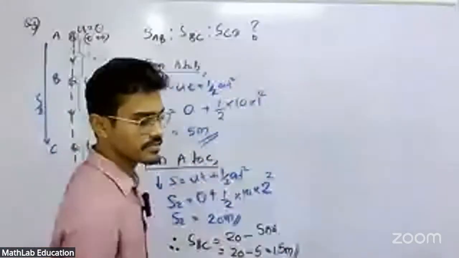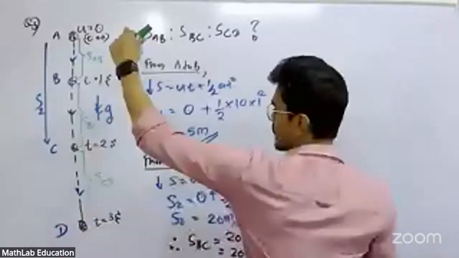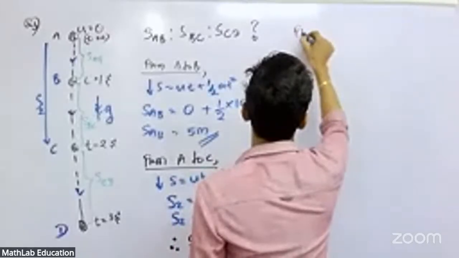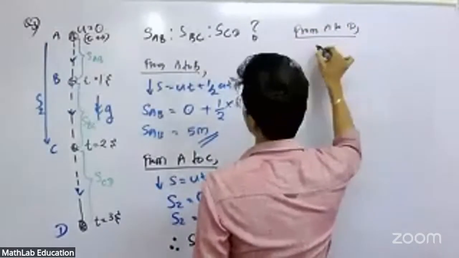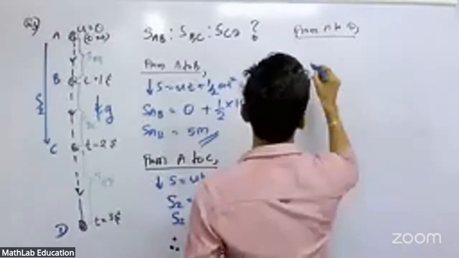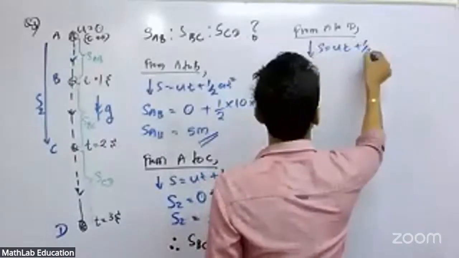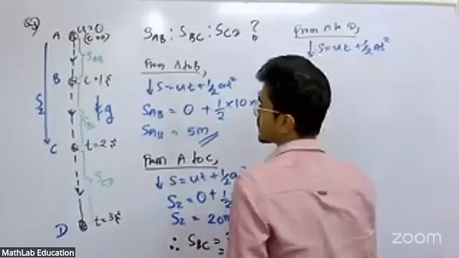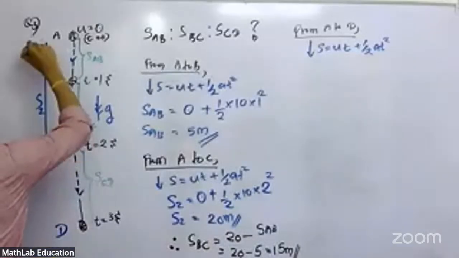20 minus 5, that is 15 meters. Similarly, next I am going to apply from A to D. A to D, downwards, same equation, S equals ut plus half at squared. So it measures the total distance all the way from A to D.